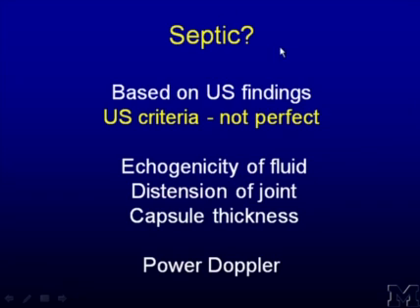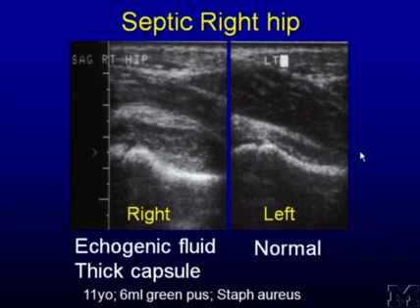Now, does the effusion contain bacteria, yes or no? Basically, we've learned that our ultrasound criteria are really not perfect. You can look at various parameters: echogenicity of the fluid, how distended it is, capsule thickness, etc. When Power Doppler first came out in the 1990s, we used that to see if it would help us. And as we'll show momentarily, that is also not perfect.